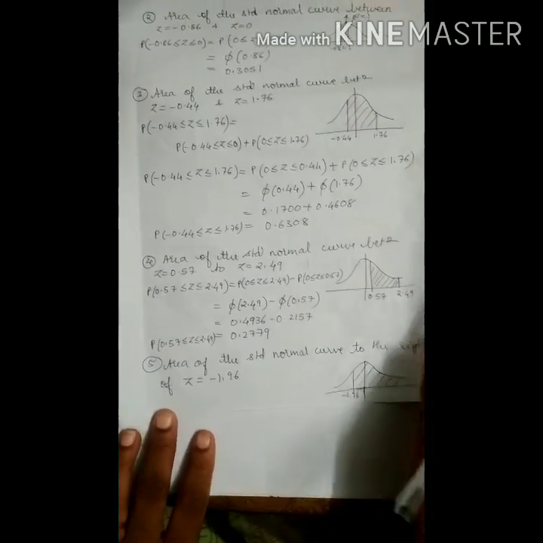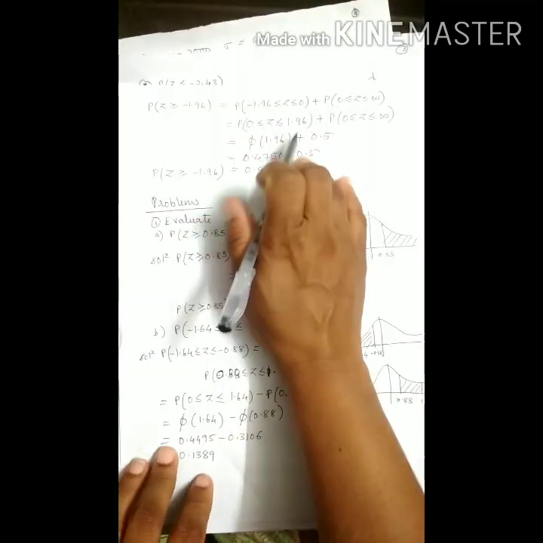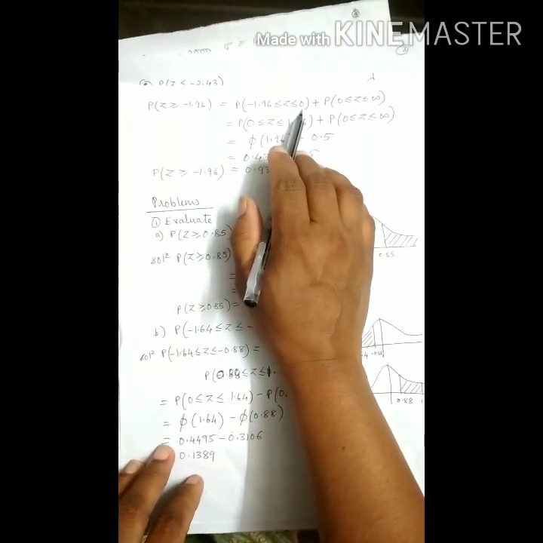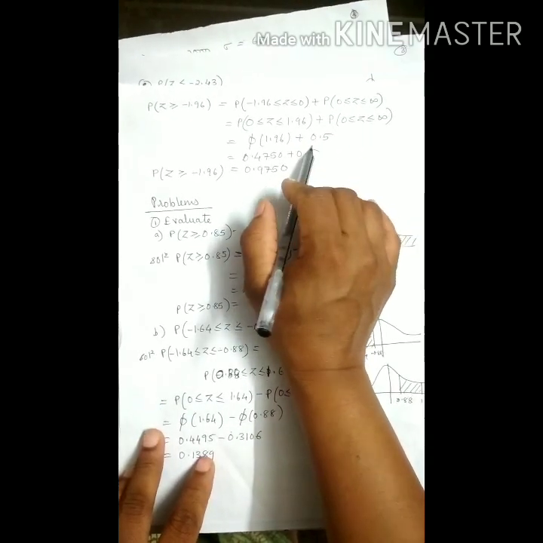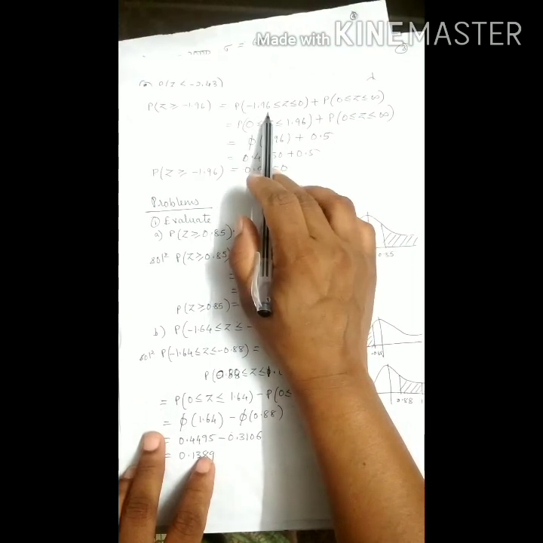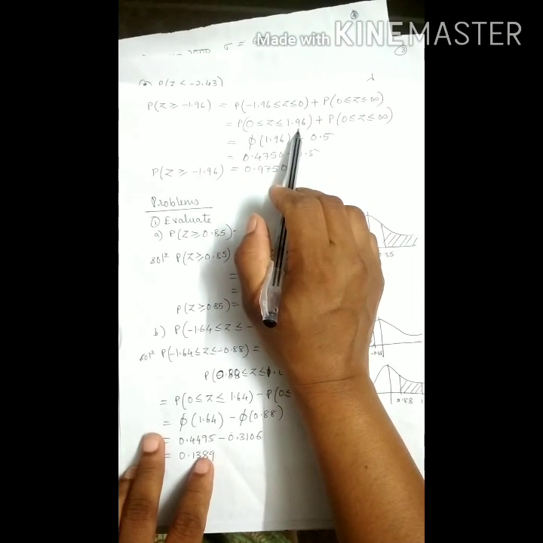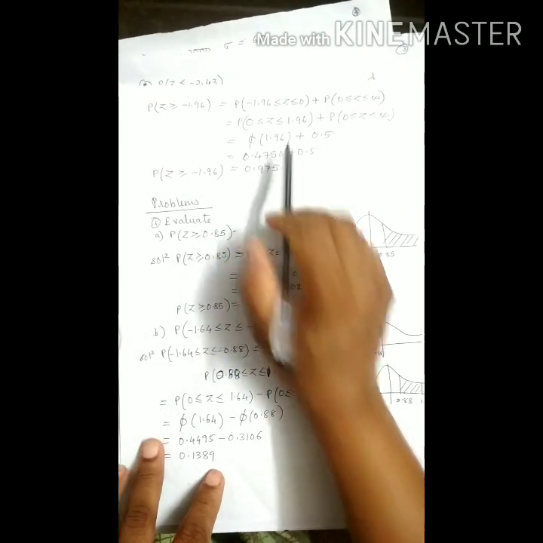So to calculate this, the probability becomes minus 1.96 to 0 plus 0 to infinity. And we know 0 to infinity is 0.5. And when a minus sign comes, I told you to change the sign. So this will become phi of 1.96. Add both the answers.